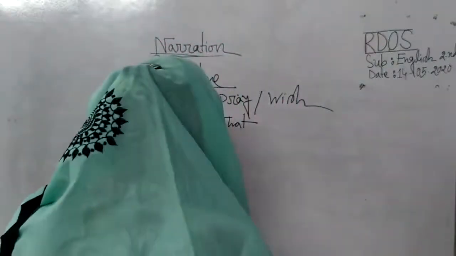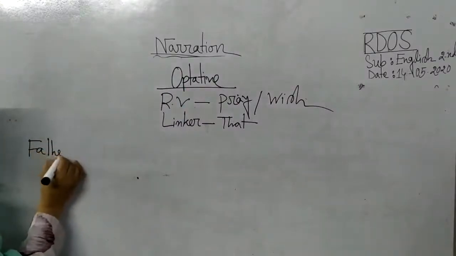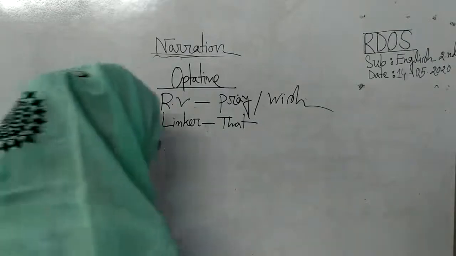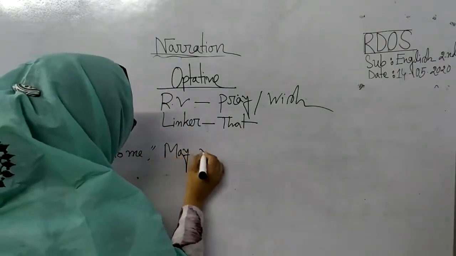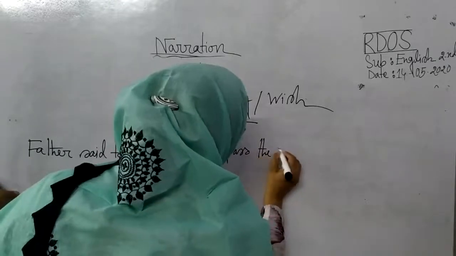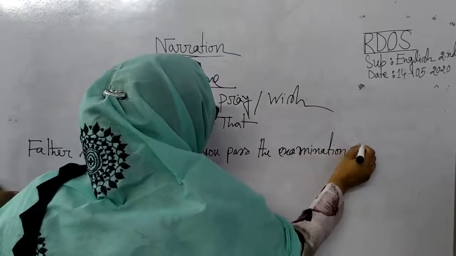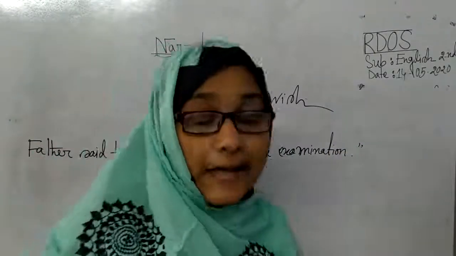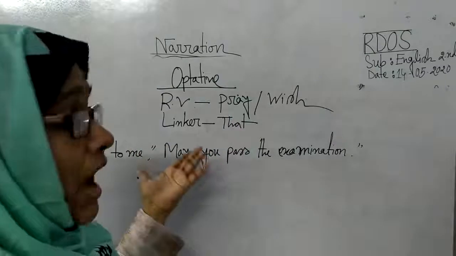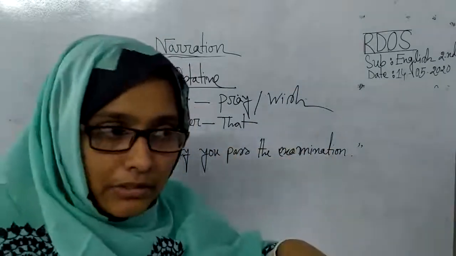Okay, Father said to me, may you pass the examination. Father said to me, may you pass the examination. This is an optative sentence. Okay, so let's practice how to transform the sentence into indirect.